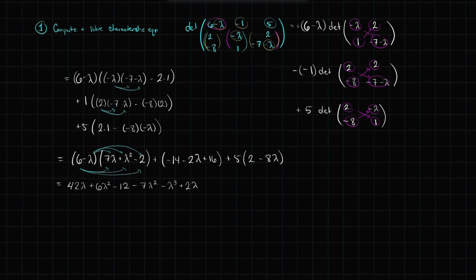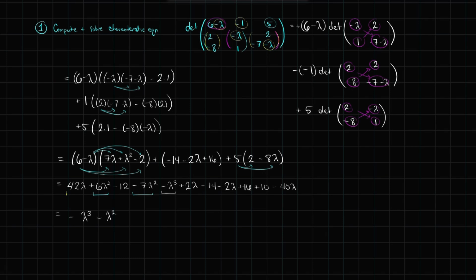Meanwhile, I can just eliminate the parentheses in the middle term as -14 minus 2 lambda plus 16. And finally, I'll distribute my 5 to both final terms and end up with plus 10 minus 40 lambda. And I promise it's all going to work out for us. If I just look at all the terms with a lambda cubed in them, there's only one, so I have minus lambda cubed. All the terms with lambda squared in them, I've got 6 lambda squared minus 7 lambda squared, total of -1 lambda squared.